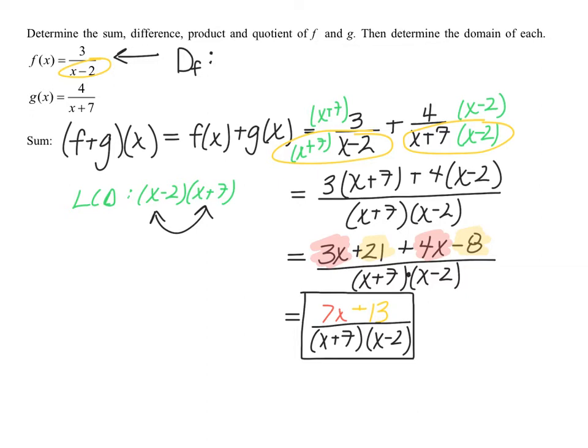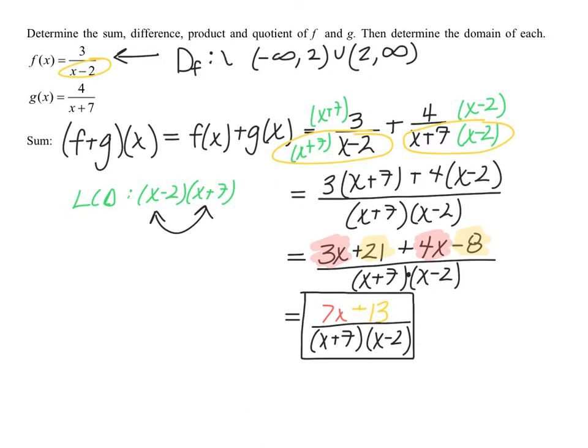Therefore, x cannot equal 2 in this case. So my domain is going to be all of the x values except for 2. All real numbers except for 2. And that can be written as an interval, negative infinity to 2, union 2 to infinity. That's all numbers except for 2.